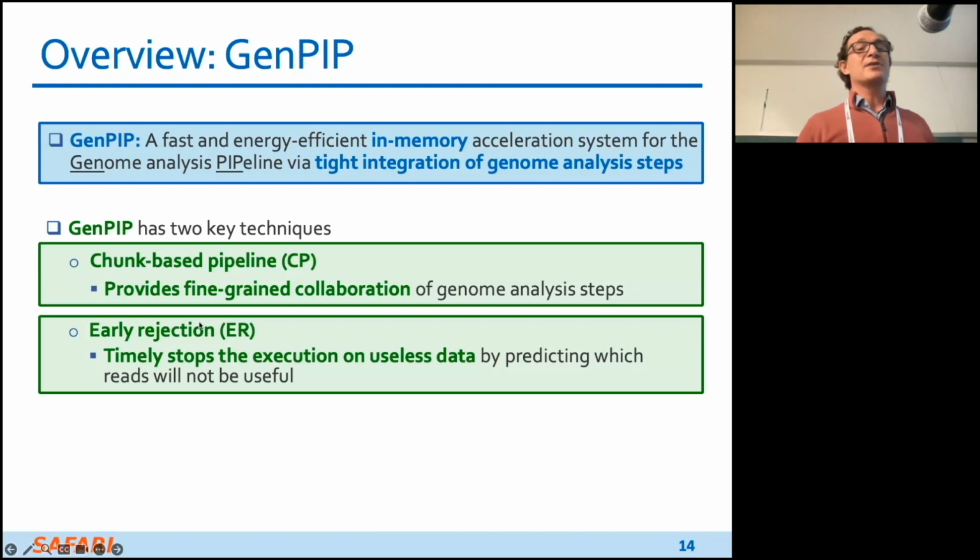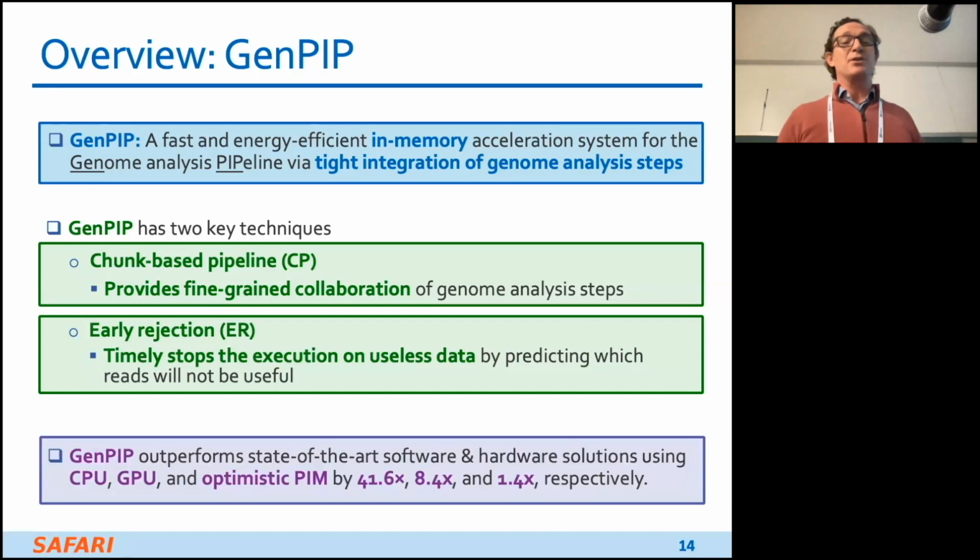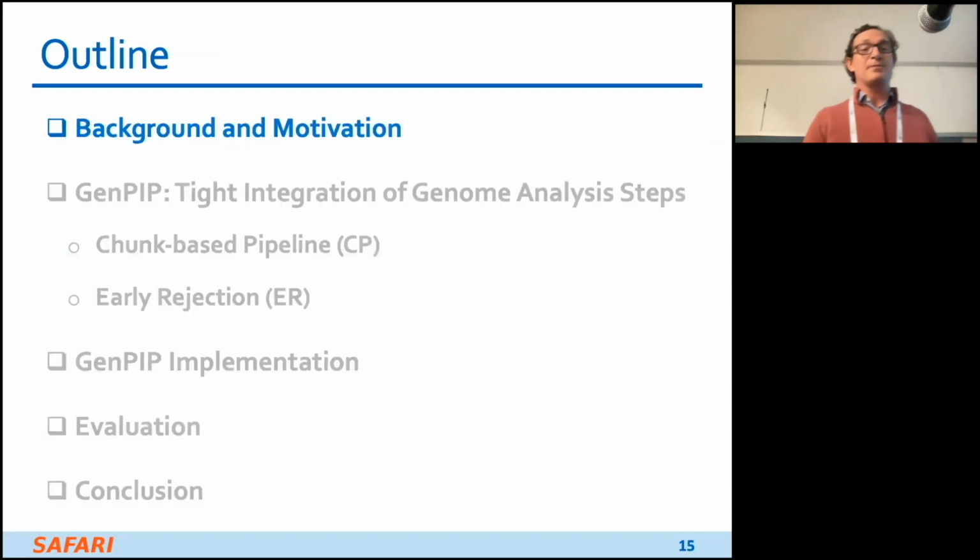And then the other technique is early rejection. The idea is to timely stop the execution on useless data by predicting which reads, which part of the genomic reads, will not be useful. And we show that it can significantly outperform state-of-the-art software and hardware solutions using CPUs and GPUs, and also optimistic processing in memory systems. I'll mention what we mean by optimistic PIM.